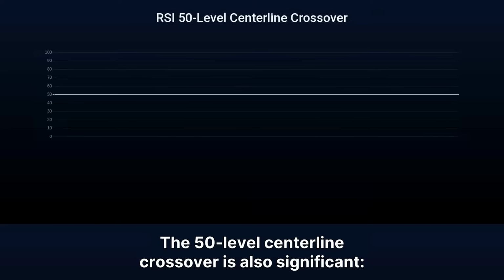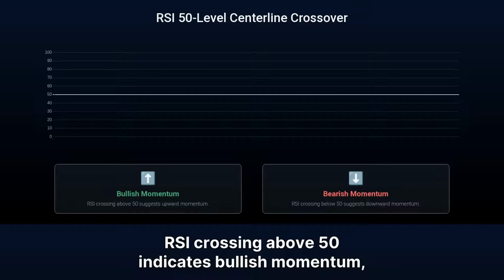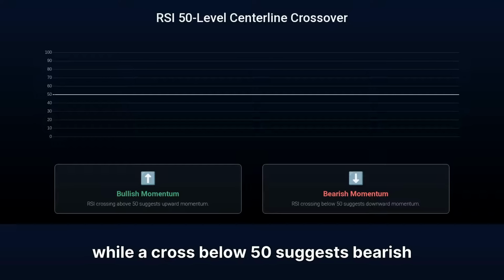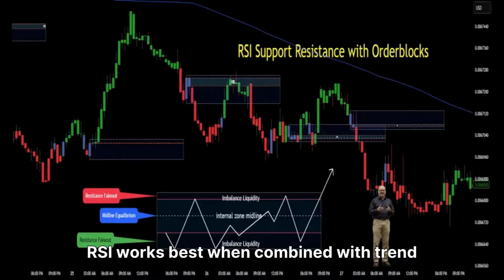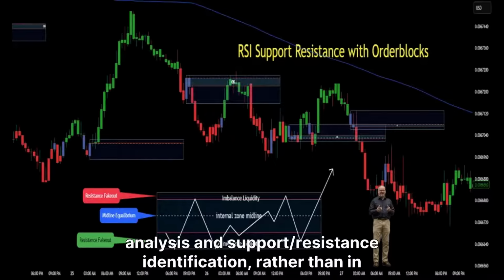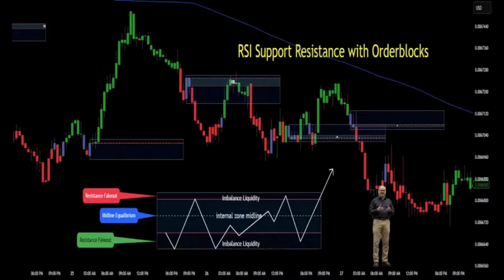The 50-level centerline crossover is also significant. RSI crossing above 50 indicates bullish momentum, while a cross below 50 suggests bearish momentum. RSI works best when combined with trend analysis and support or resistance identification rather than in isolation.